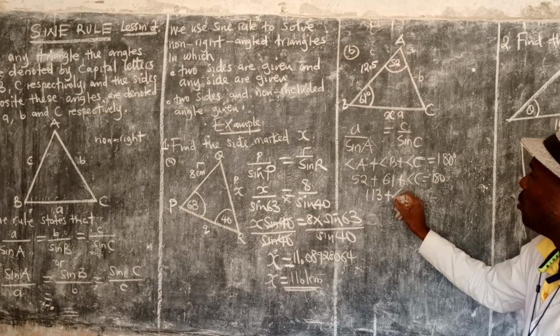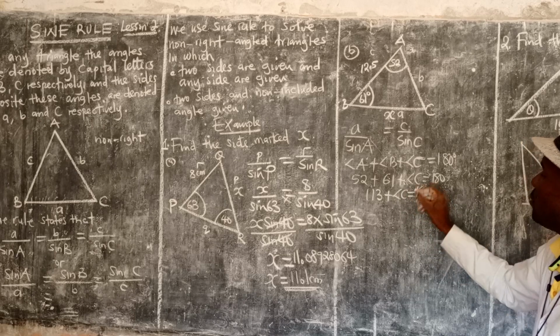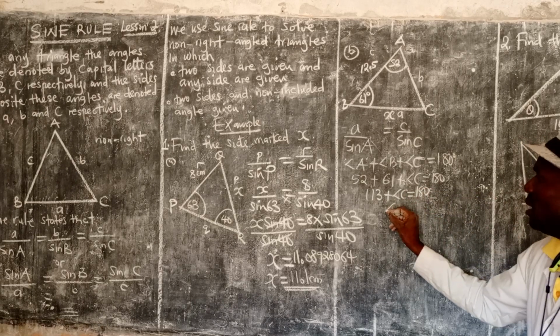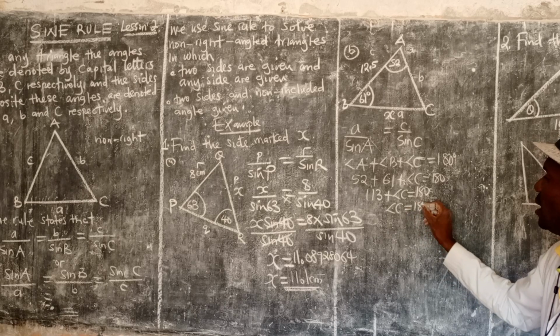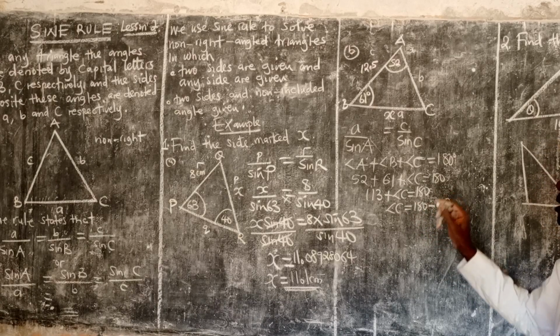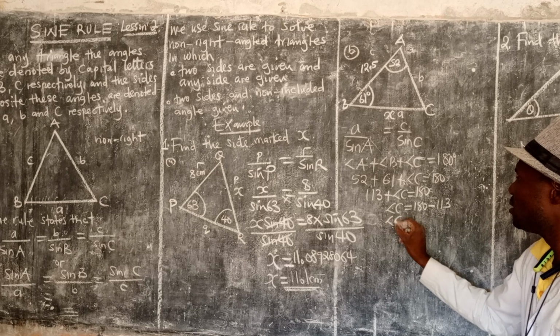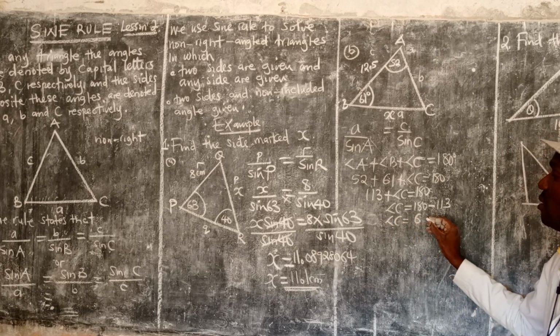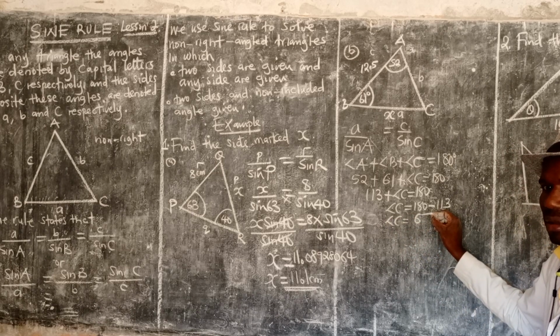113 plus angle C is equal to 180. What happens? This one goes there. Angle C is equal to what? 180 minus 113. And what is the answer? 67.